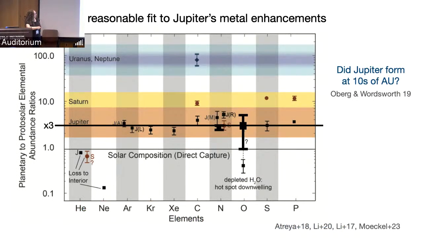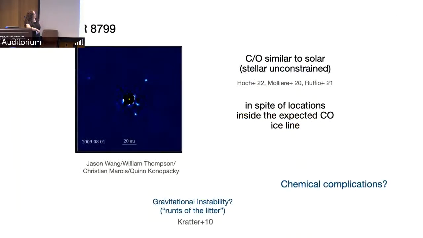Interestingly, with the new Juno measurements, you can actually draw a straight line through Jupiter's abundances. So Carnotberg and Robin Wordsworth have suggested, does that mean that Jupiter had to form at tens of AU? Maybe, or maybe we just don't understand what the chemistry in these disks is doing.